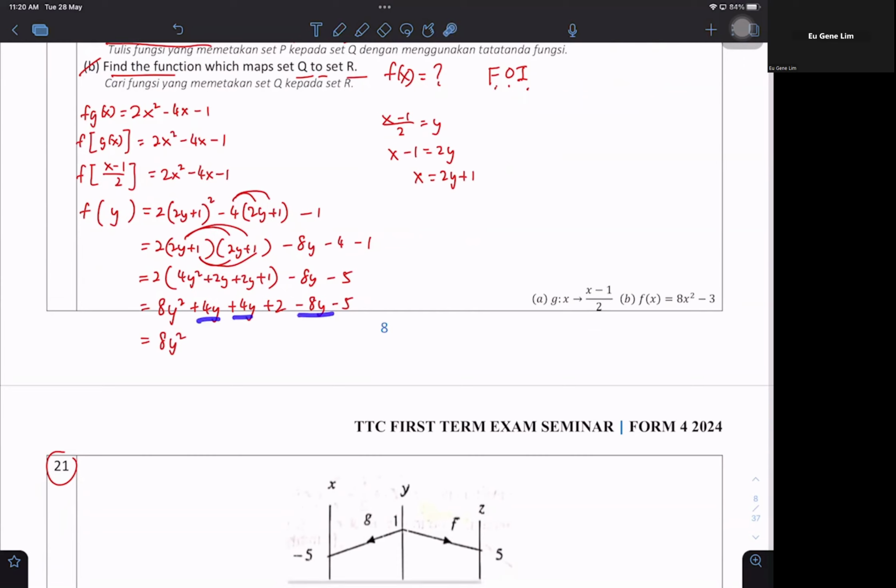4y plus 4y minus 8y, no more. 4y plus 4y, 8y. 8y minus 8y, 0. No more 8y. 2 minus 5 is a negative 3.